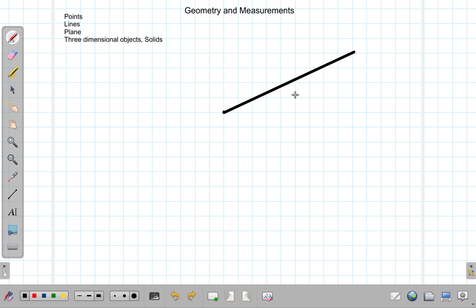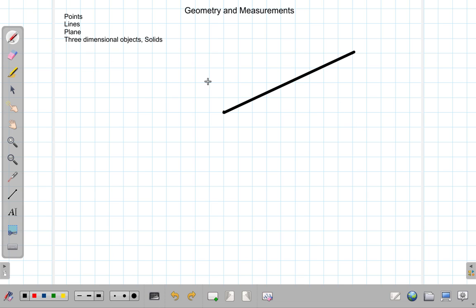So, the line is really the path between 2 points, taking the shortest distance you can, right? You don't go around in the corner, you just go straight from one point to the next point, and you create a path between those 2 points.